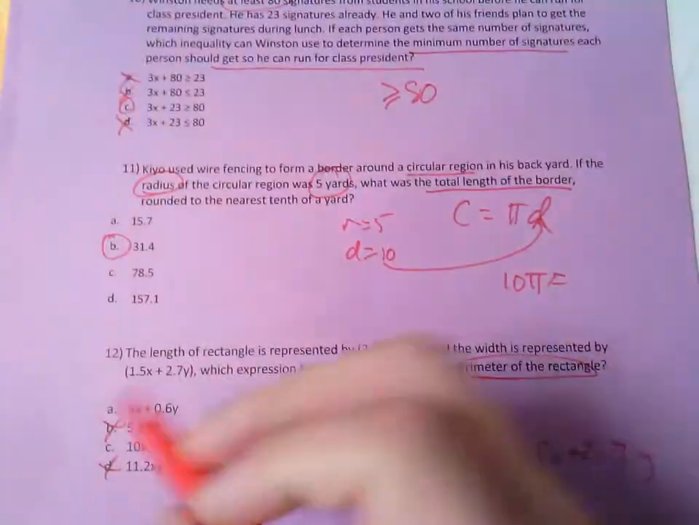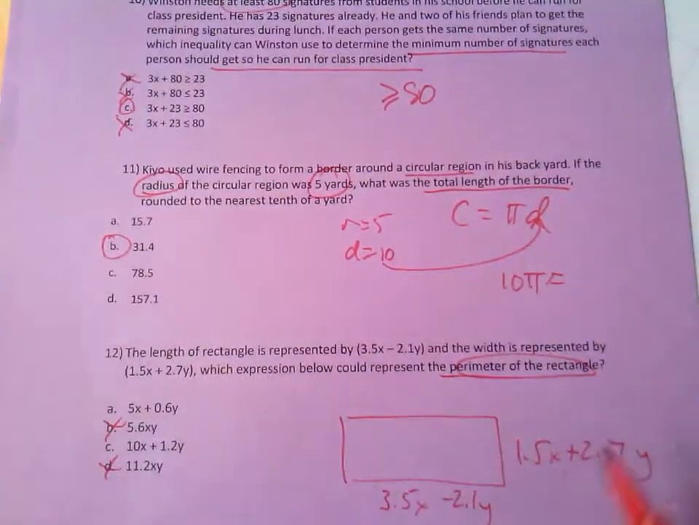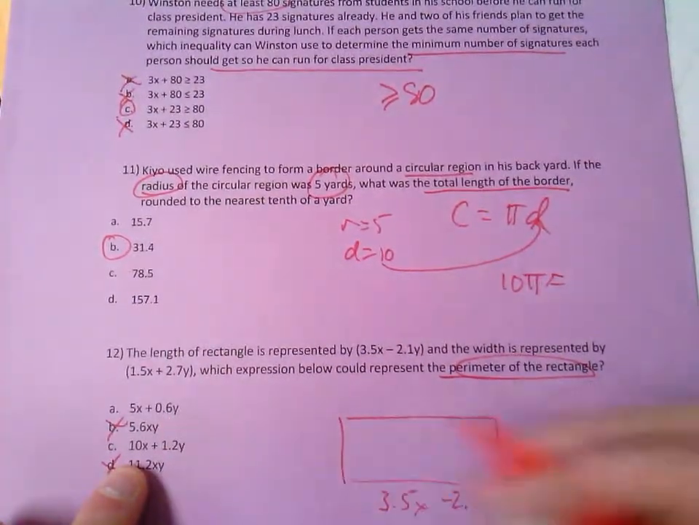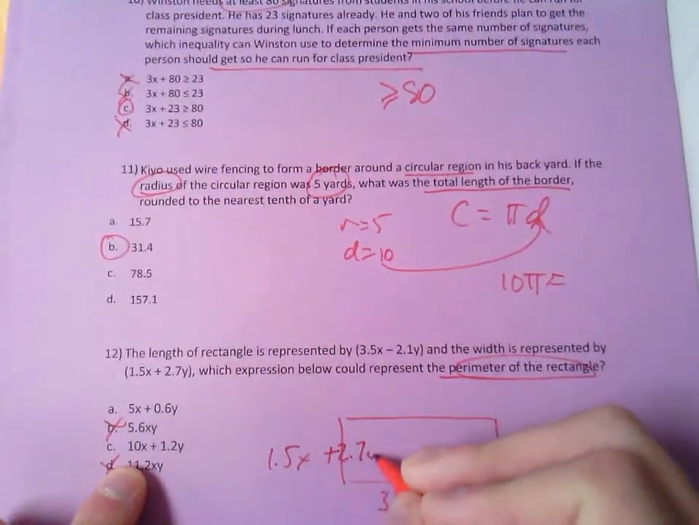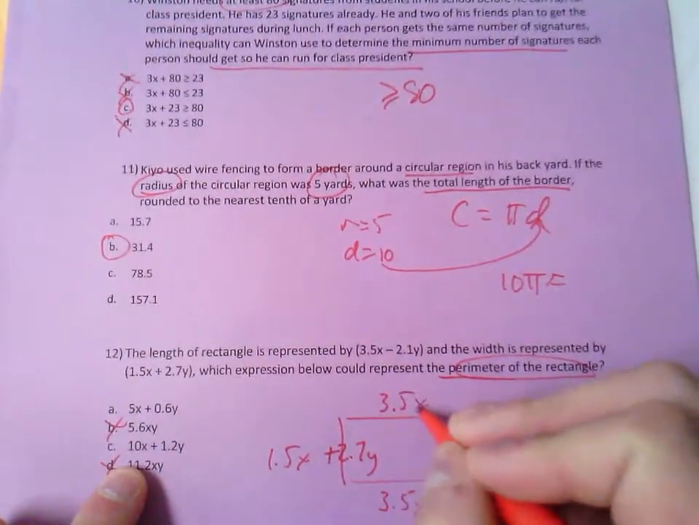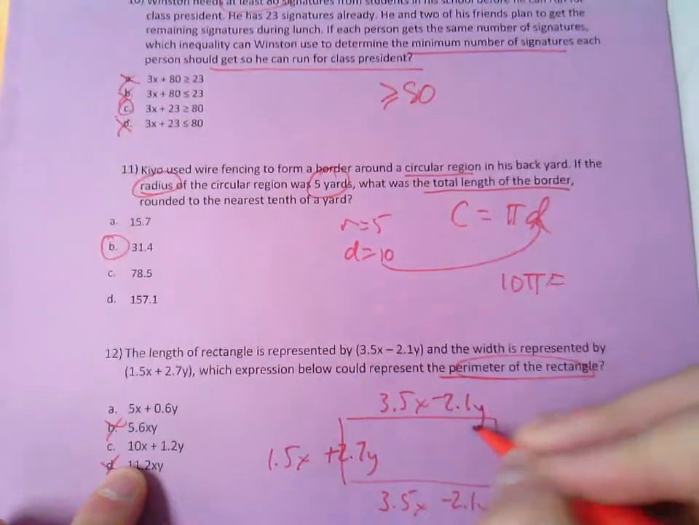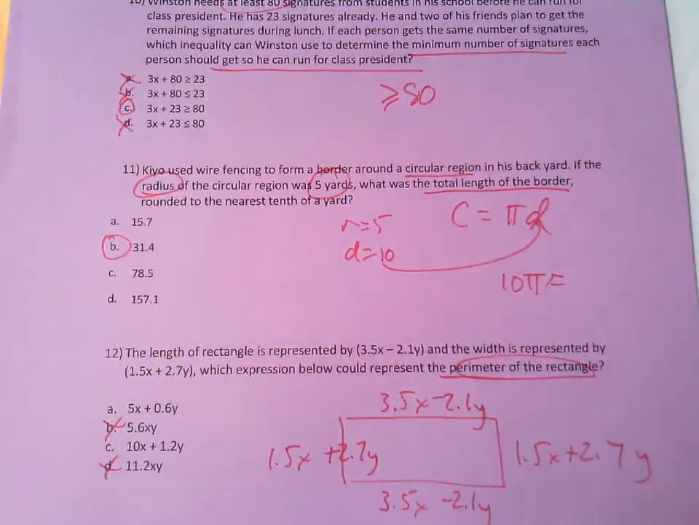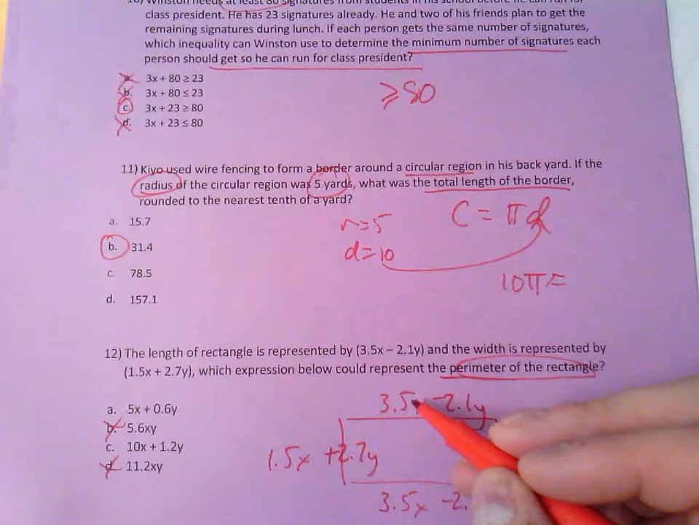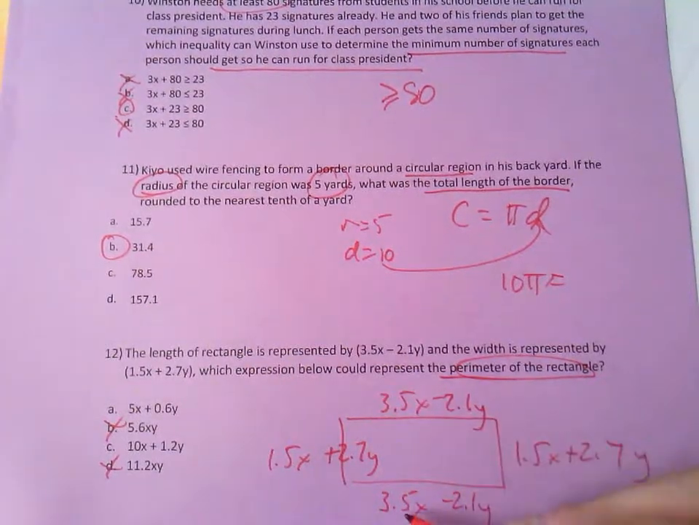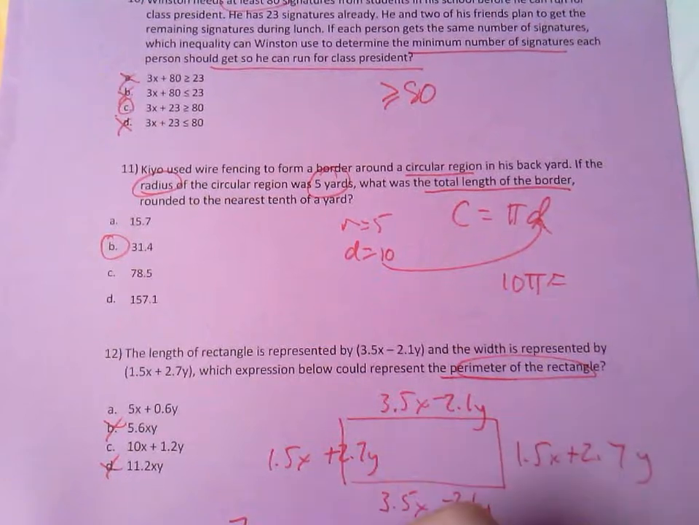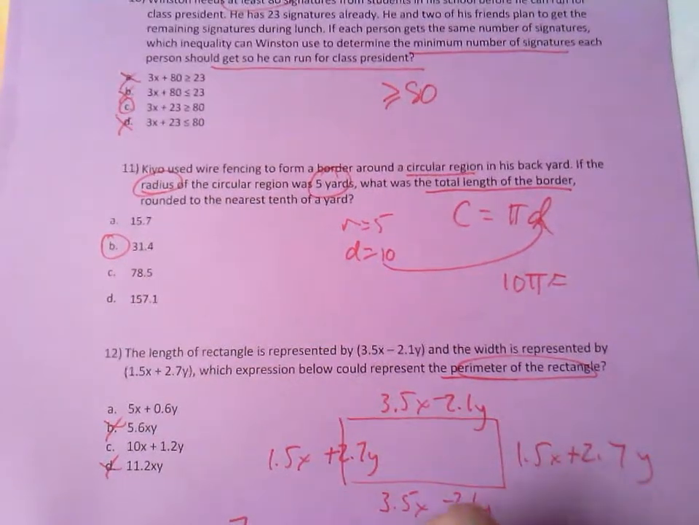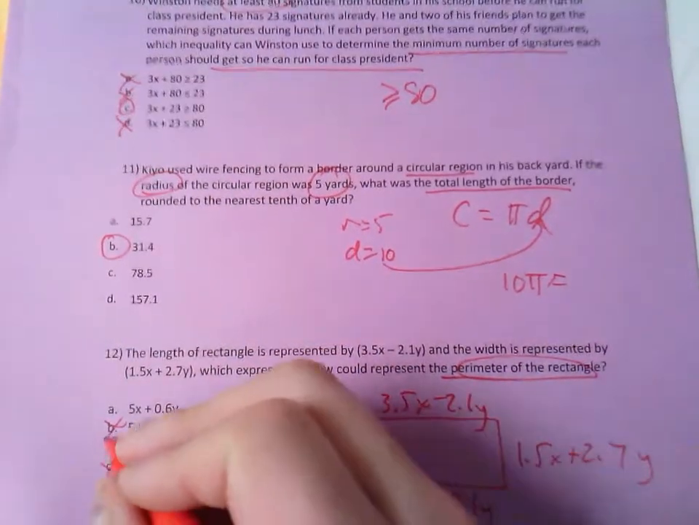So then it's the perimeter. Now, the difference between this one and this one is this is the favorite mistake, if you don't go all the way around. So you've got to do 1.5x over here plus 2.7y, and then you've got to do a 3.5x here minus a 2.1y. All right, so if I combine my x's, 3.5x and 3.5x is 7x. 1.5x and 1.5x is 3x. That gives me 10x. I don't need to do any more work.